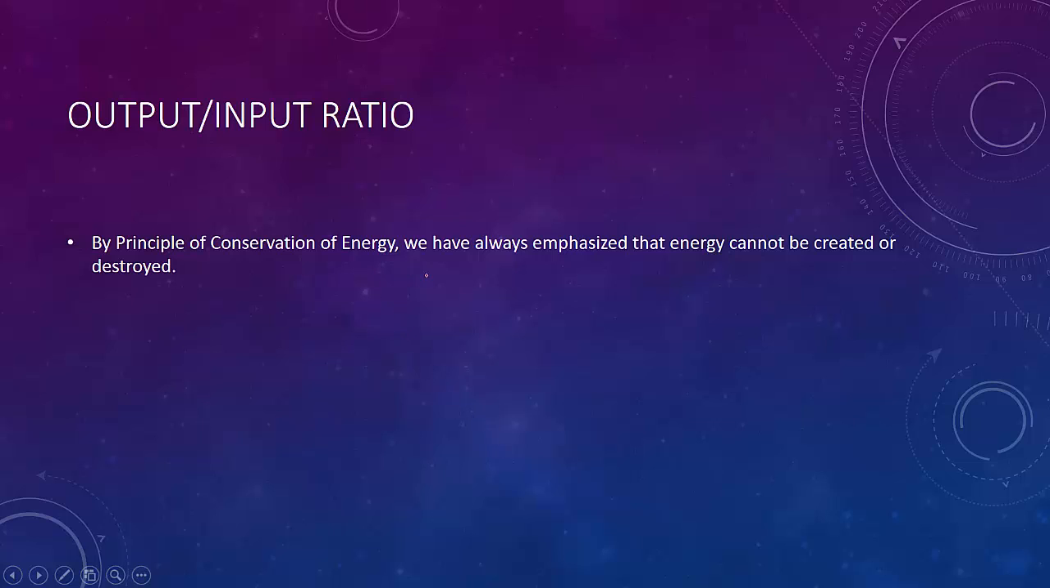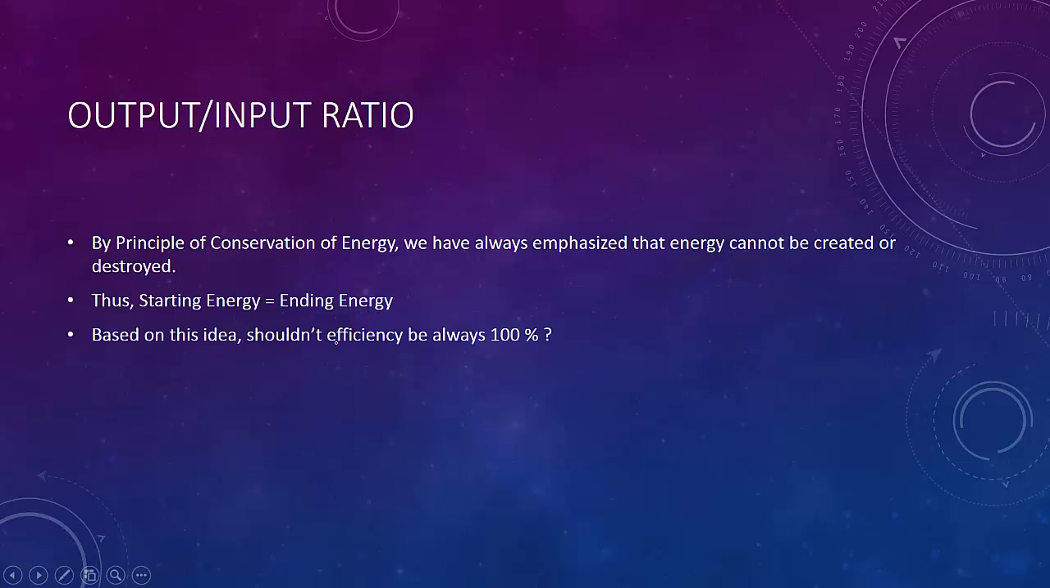By the principle of conservation of energy, we always emphasize that energy cannot be created or destroyed. So starting energy is equal to ending energy, which means that based on this idea, shouldn't efficiency always be 100%, since the starting input energy is equal to your output? But we have to also take note that although starting energy equals ending energy, the form of ending energy can be different from starting energy.